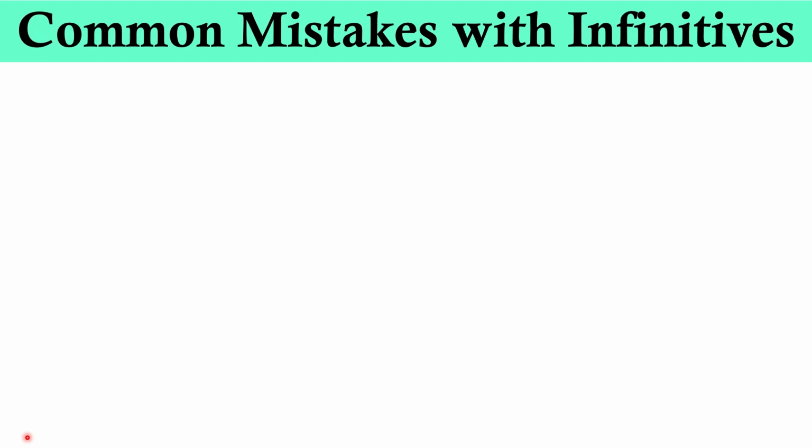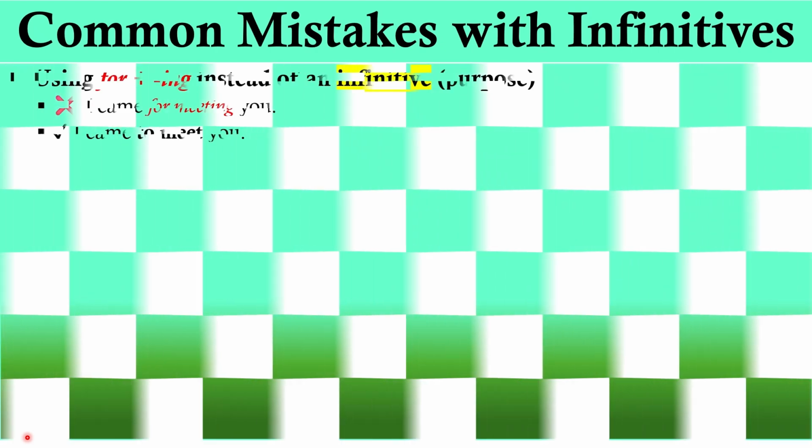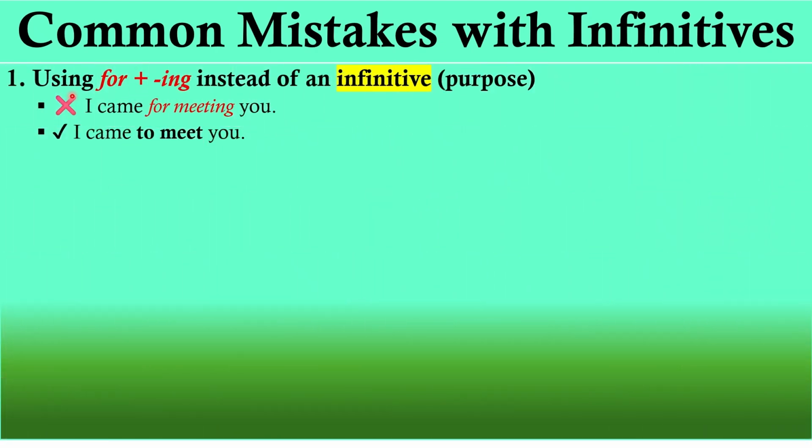Before we move on, let's look at some very common mistakes learners make with infinitives and how to fix them. First, a very common mistake is using for plus the ing form when you want to talk about purpose. For example, some learners say, I came for meeting you. This is incorrect. The correct form is, I came to meet you.